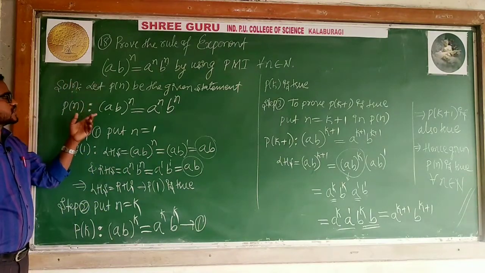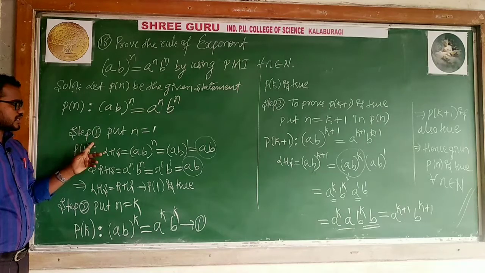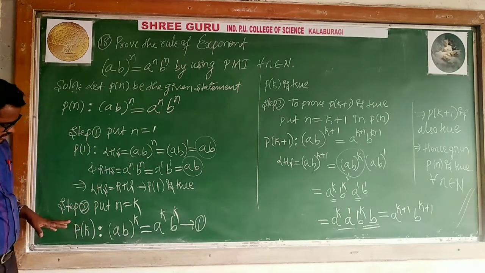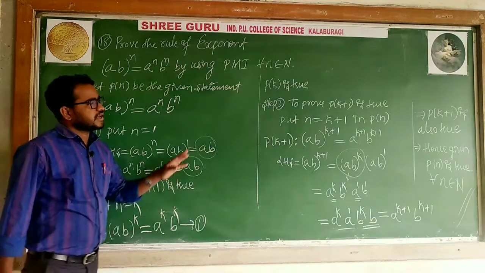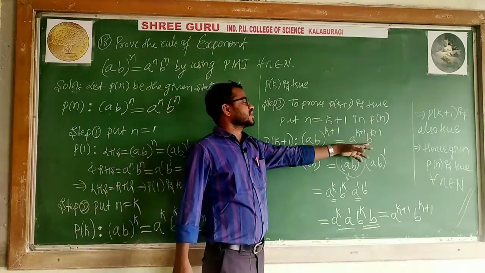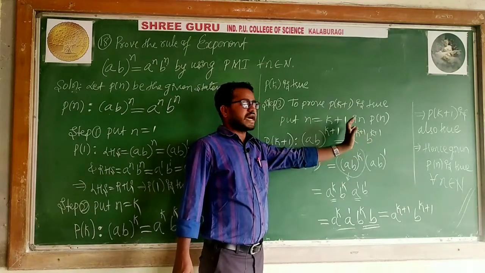So it is a very simple problem. (ab) whole to the power n is equal to a to the power n, b to the power n. For n equal to 1, I replaced n, and ab is equal to ab, LHS equals RHS. Step 2: assume n is k, and to prove P of k plus 1, n is k plus 1, (ab) whole to the power k plus 1 is equal to a to the power k plus 1, b to the power k plus 1. This is not proved, this I got directly.